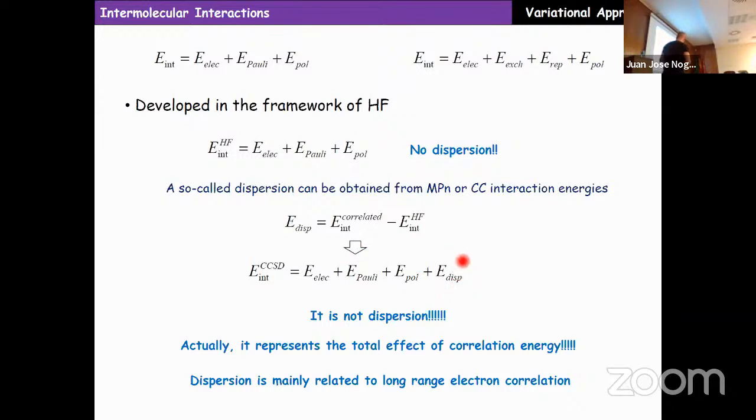And sometimes the other effects I'm talking about, short range and medium range electron correlation, are even more important than dispersion. Okay, this is not dispersion. It's a way to correct our Hartree-Fock EDA scheme with electron correlation. We cannot assign this energy difference to dispersion.